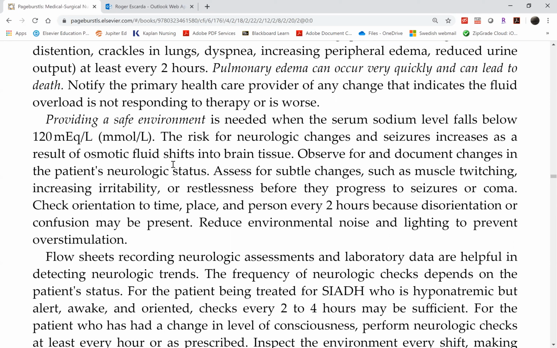Can you speak louder, please? Suction equipment. Okay, oxygen and suction equipment. What else? Turn them on their side. All right, aspiration precautions. Do we still do padded tongue blades? No. All right, nothing in the mouth.